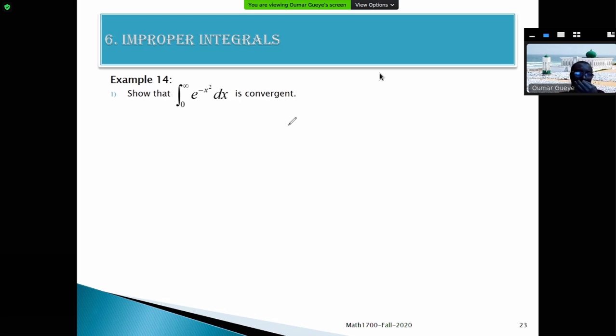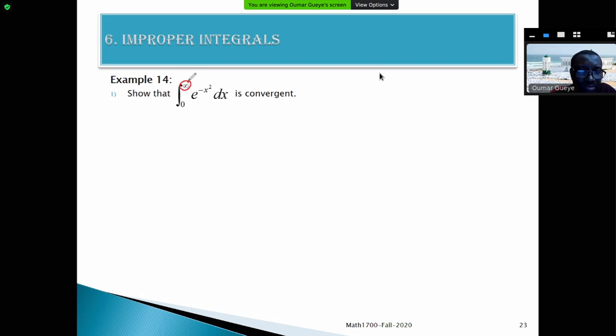Okay, now I have to use a comparison test. But if I want to use a comparison test, it depends on the type of integral that I have. Is it type 1 or type 2? So what do you guys think? Is it an improper integral of type 1 or type 2? Type 1, exactly. Why? Because of infinity.